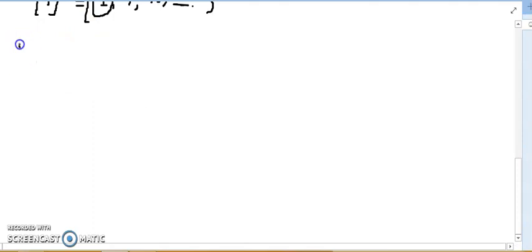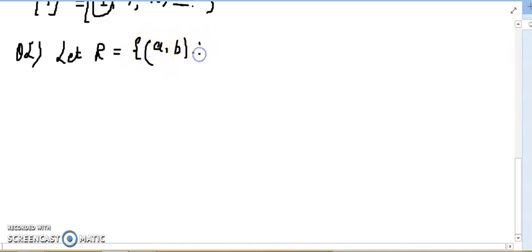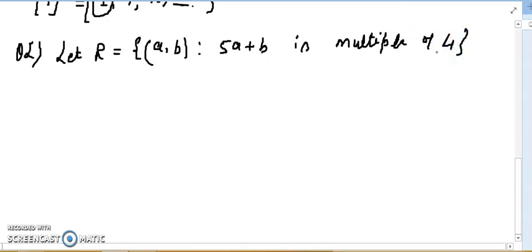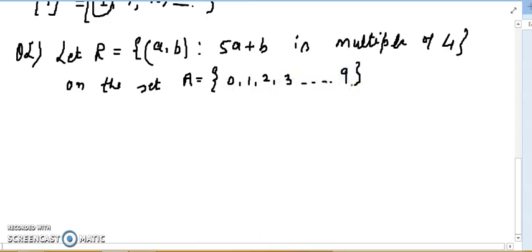So the question is, R equal to {(a, b) such that 5a plus b is a multiple of 4} on the set A equal to {0, 1, 2, 3, and so on}. All right.